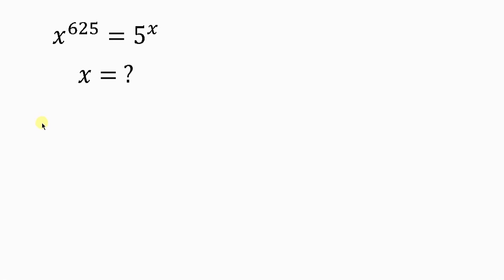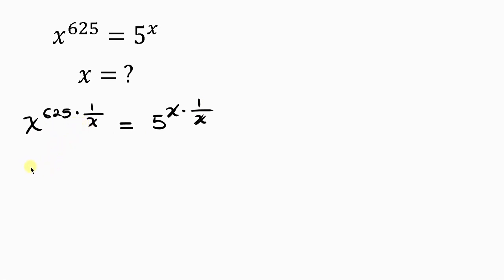So, for the left-hand side, we have x to the 625. I'm going to be multiplying this exponent by 1 all over x. This is equal to, for the right, I have 5 to the x. I'm going to be multiplying this exponent by 1 all over x. Now notice that x can cancel out x from here, leaving behind 5 to the 1 on the right hand side. Then on the left, I'm going to be arranging this like this.